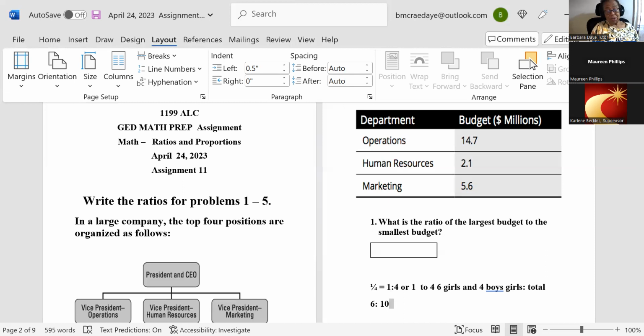Or it could be 6/10. Now, if I said simplify this ratio, 6 to 10, what would be the simplified version of this, Maureen? 2. 6 to 10? You still have to give me 2 numbers.